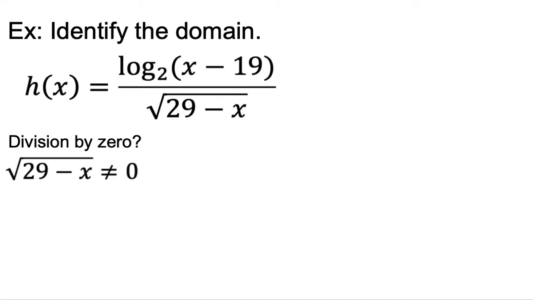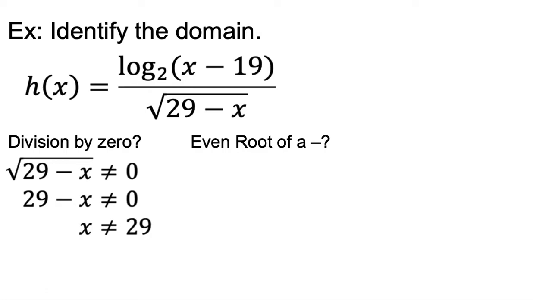But if the square root cannot be equal to 0, then the quantity inside also cannot be equal to 0. So 29 minus x cannot equal 0. Solving, we obtain that x cannot be equal to 29. For the second question, are there any values that cause you to take the even root of a negative number?